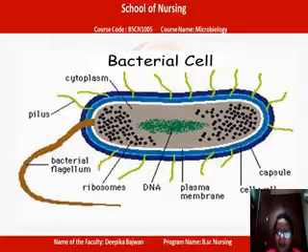After the cell wall, this is the next layer, the innermost layer, which is indicated by the plasma membrane. You can see here that it is labeled, so that is the plasma membrane. This is the innermost layer of the bacterial cell. So basically the bacterial cell is made up of three layers. The outermost layer is the capsule, the middle one is the cell wall, and the innermost layer is the plasma membrane.